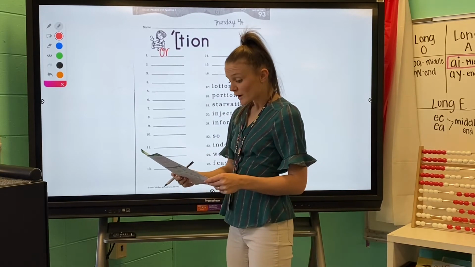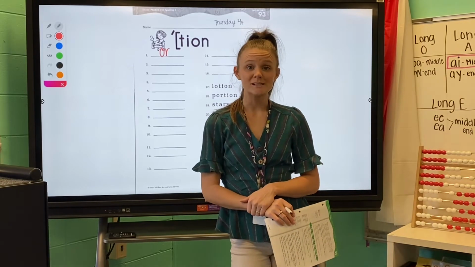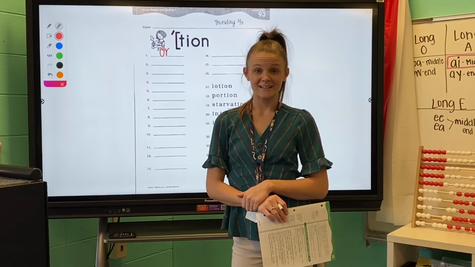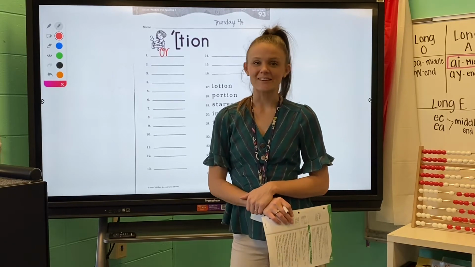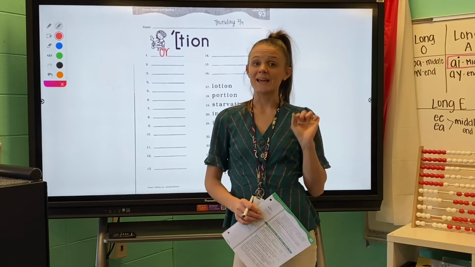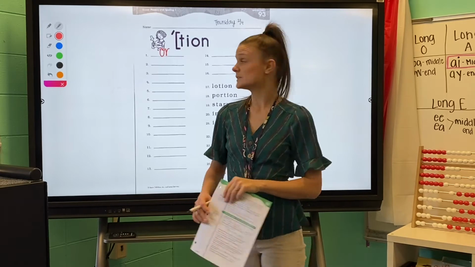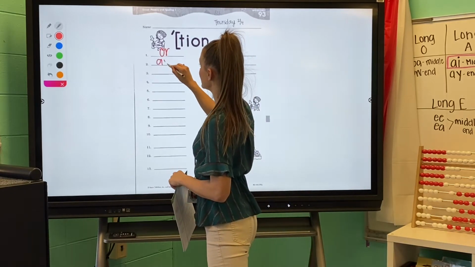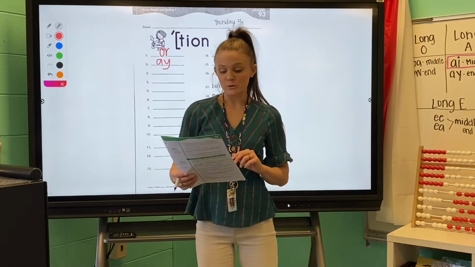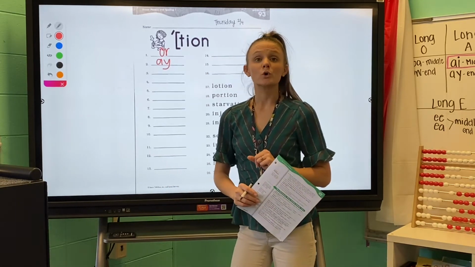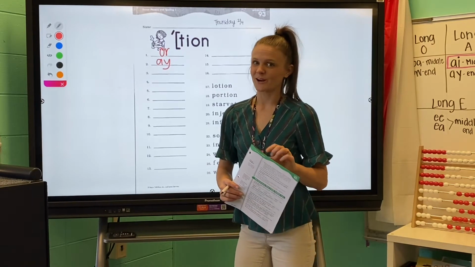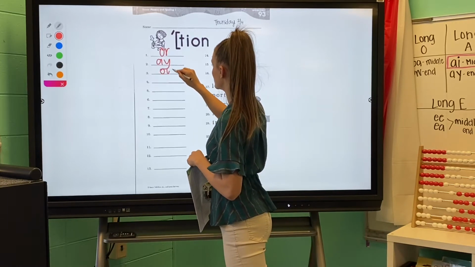For number two, I want you to write the final sound in the word clay. Clay. It has the long A sound at the end, and we learned last week that when we have long A at the end, we spell it A-Y. So I'm spelling A-Y, clay. For number three, I want you to write the final sound in the word grow. Grow. That word ends in O-W.